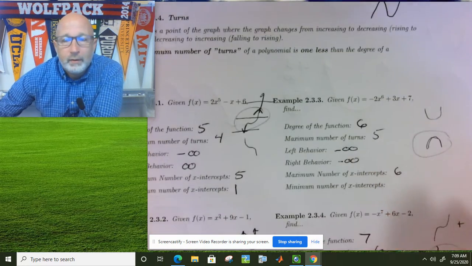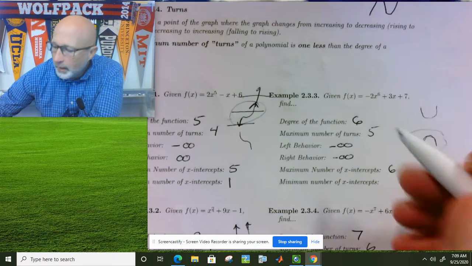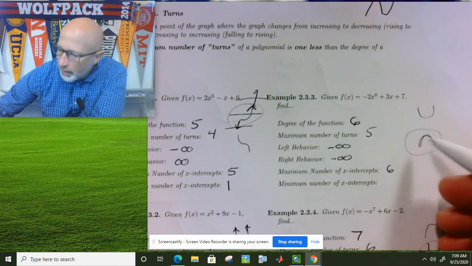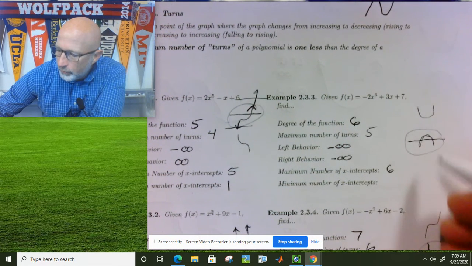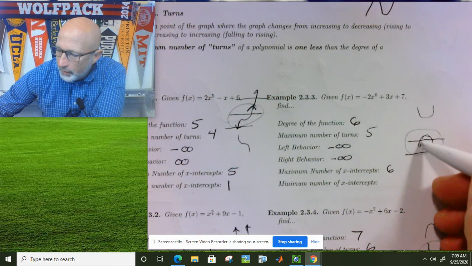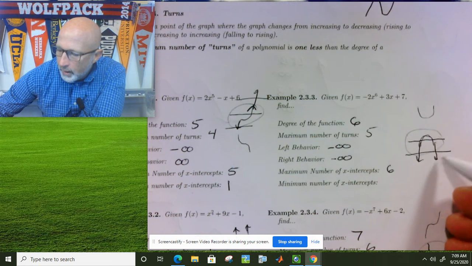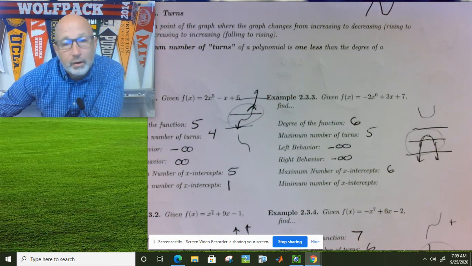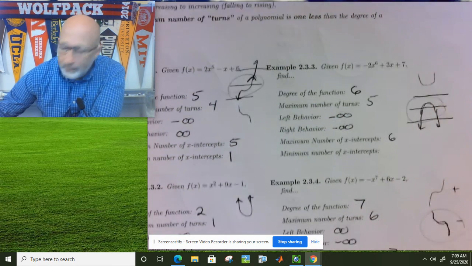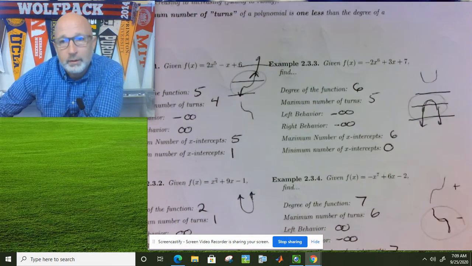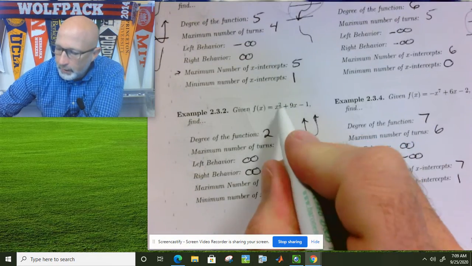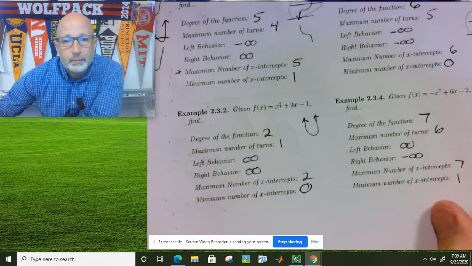Now what about if it's an even function? Okay, if it's an even function and I draw a line through here, it's going to cross 2 places. If I draw it down there, it's still going to cross 2 places. But if I drew it up here, it's not going to cross at all. So if it's even, the minimum number is going to be 0. Even, minimum number is 0.